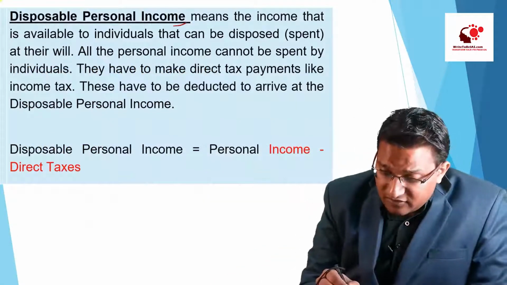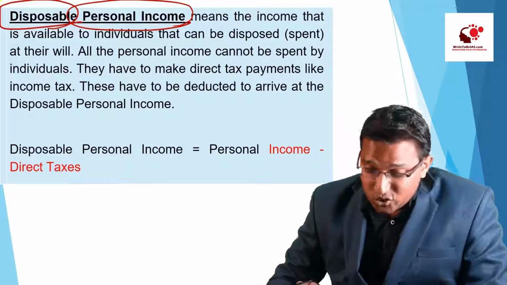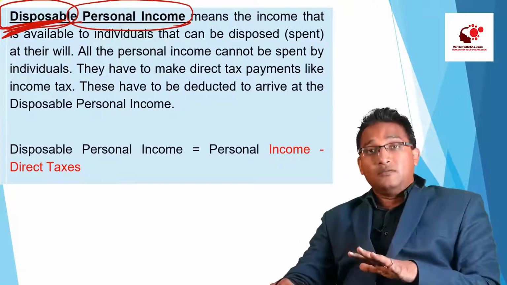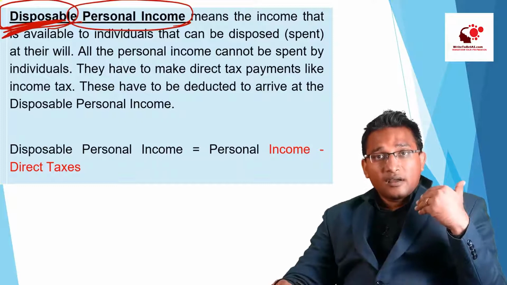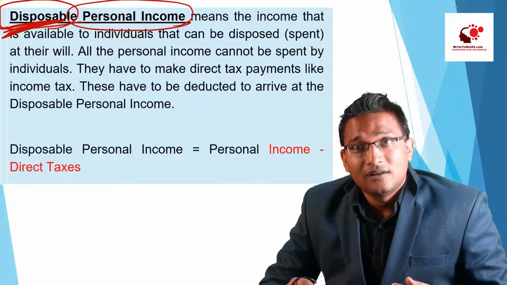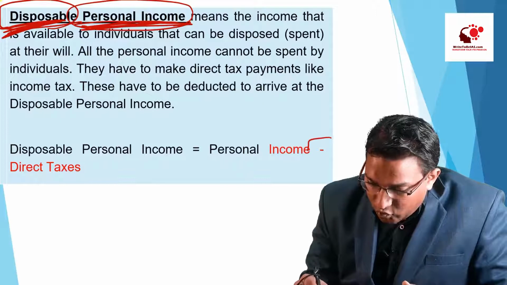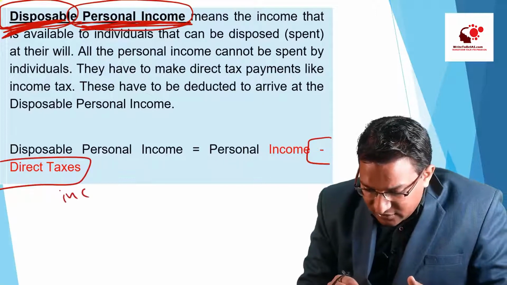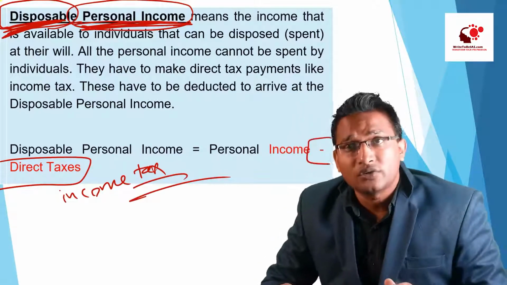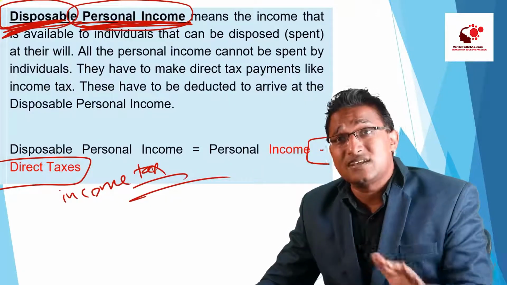Disposable personal income. Now, out of the personal income, how much can be disposed of, right? The disposable income is basically that part of the income which can be spent or saved at the discretion of the individual, right? So out of the personal income, we reduce the amount of direct tax, or in other words, the income tax. When we reduce this income tax amount from the total amount, we get the disposable personal income.